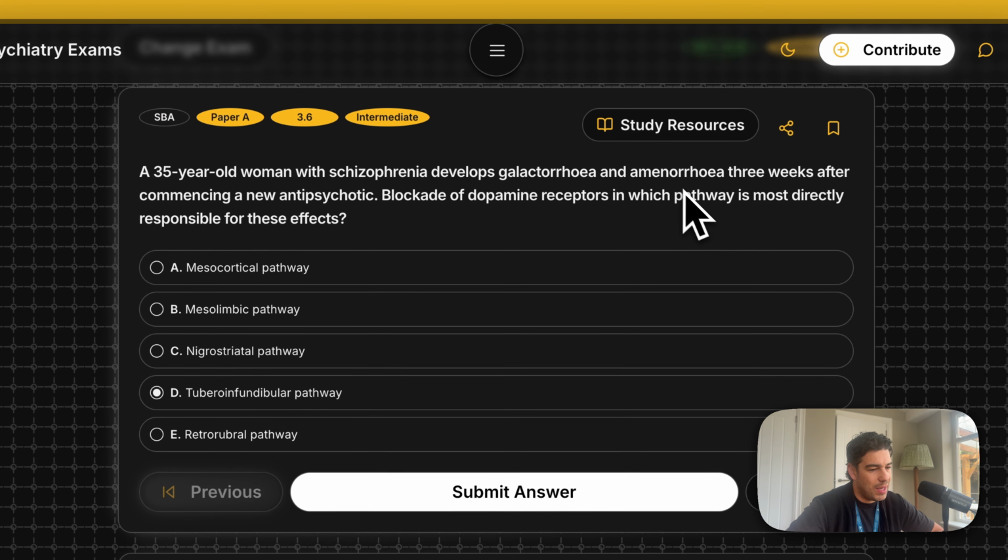Now, of course, we're going to be asked to select one of the pathways. However, the question within the question is, given that this lady's started an antipsychotic and 3 weeks later has developed galactorrhoea and amenorrhoea, do we know what can cause galactorrhoea and amenorrhoea? And thereafter, which pathway is involved or implicated? So galactorrhoea and amenorrhoea are features of hyperprolactinemia, raised prolactin. So it's the tuberoinfundibular pathway.